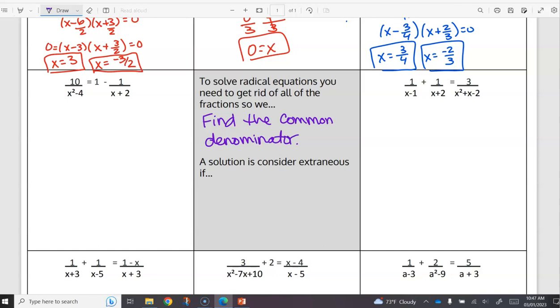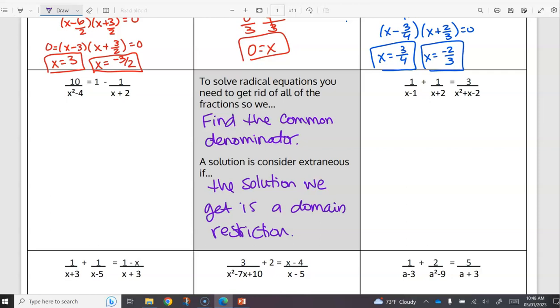Okay. And I talked about it. What is now going to make a solution considered to be an extraneous solution? If the solution we find is what? If it's a domain restriction. If the solution we get is a domain restriction. Okay, so we're finding the common denominator just like before. Now we got to make sure my x's are not part of my domain restriction. If they are, that's considered an extraneous solution.